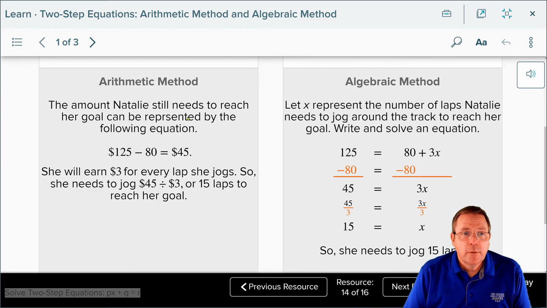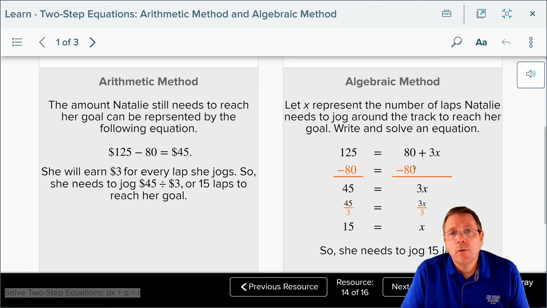Now, this arithmetic method, y'all use that a lot in elementary school, where you just kind of plug through it. You can't do that anymore, folks. We're big kids now. We're doing big kid math. That means the algebraic method is the only thing I'm going to give you credit for on tonight's homework.